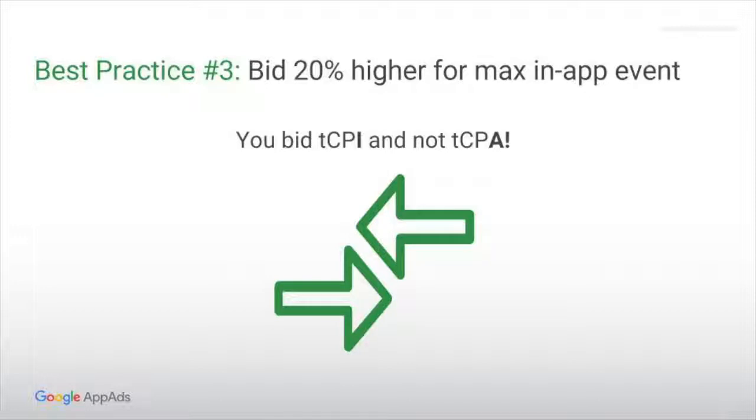So our recommendation is to set your TCPI a little bit higher because these are more valuable users that are more likely to actually complete the action. If you are running both a max install campaign and a max in-app event campaign, and you don't set your max in-app event campaign TCPI 20% higher, then you're basically going to cannibalize, and the two campaigns will be getting very similar users. So to really get that volume, we encourage you to bid a little bit higher.